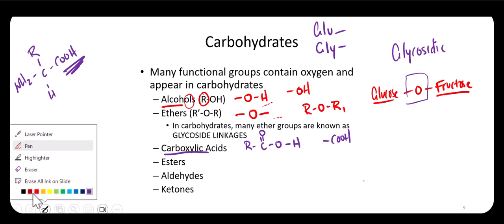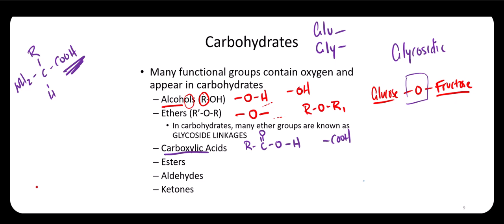Next one's an ester. And if you notice, we're kind of drawing something and then switching a hydrogen out for another R group. An ester is my R group, carbon, double bonded to an oxygen, single bonded to another, single bonded to another R group. So this is my ester. We could see them in a lot of different places, but very often we're going to see them in the context of lipids. When we make a triglyceride, we're going to use an ester bond to do that.